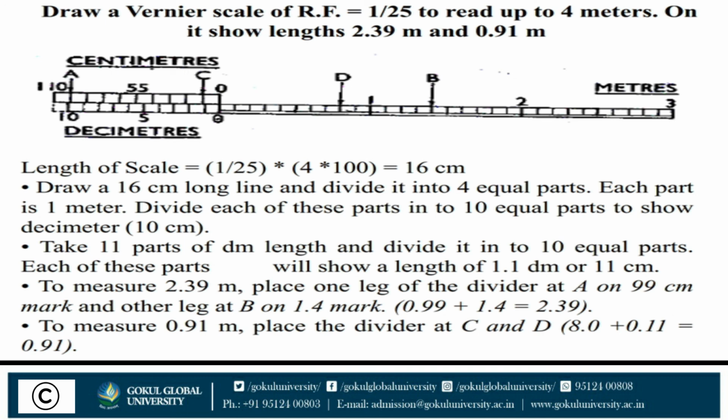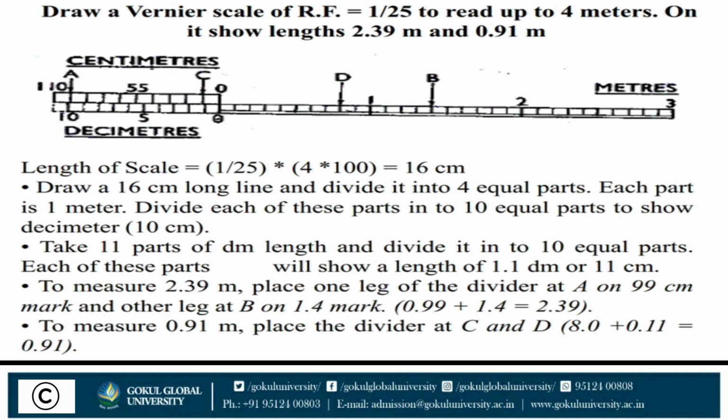Divide each part into 10 equal parts, showing decimeters, 10 centimeters. Take 11 parts of the length and divide it into 10 equal parts. Each of these parts will show a length of 1.1 decimeters or 11 centimeters.